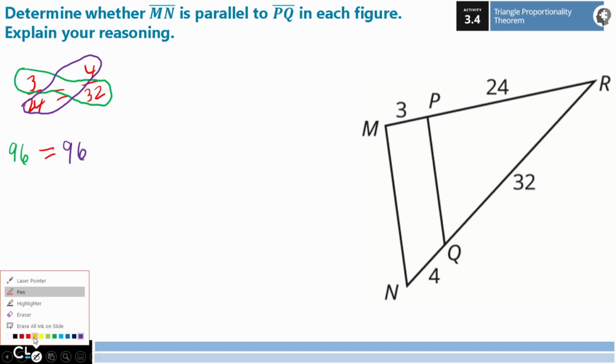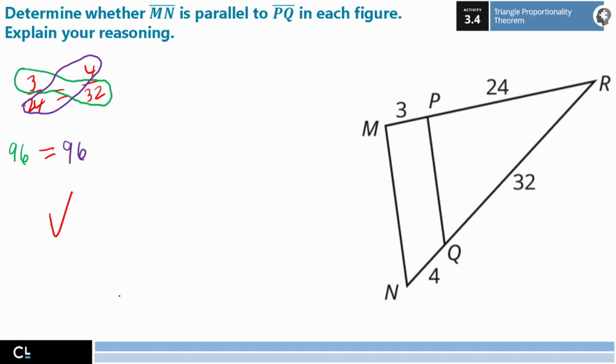So what do we notice here? These numbers match. Ching! So what can we say? We can say that MN is parallel to PQ. Beautiful. You love to see it. And this is using the converse of that theorem that we came up with.